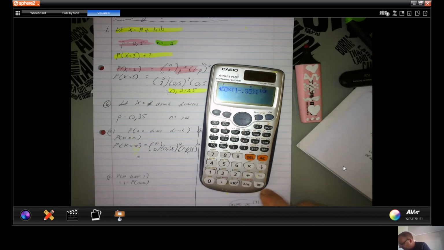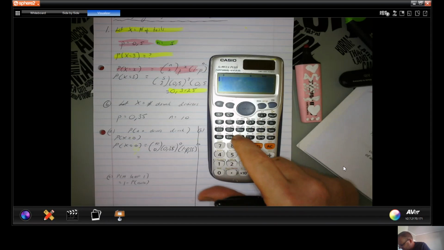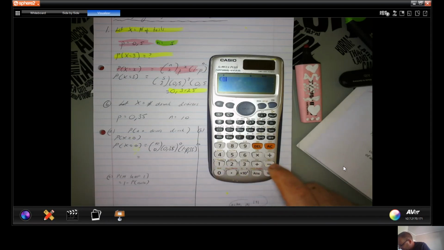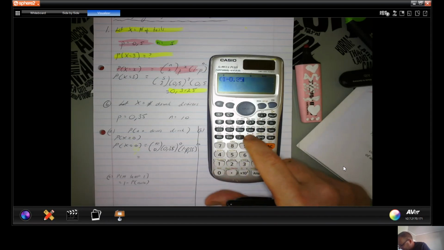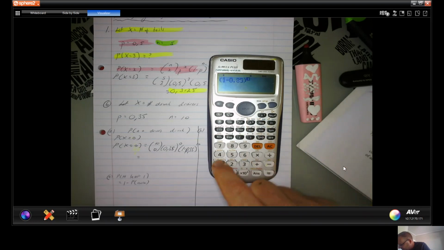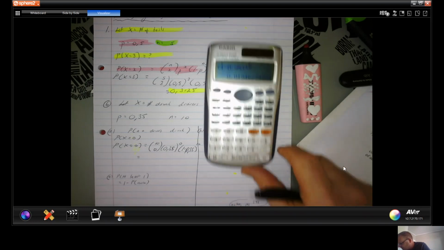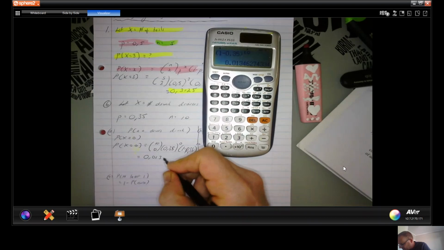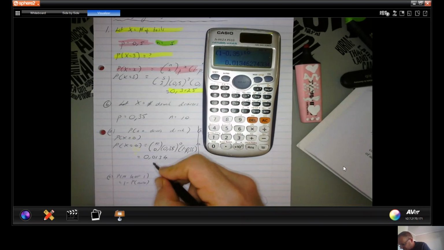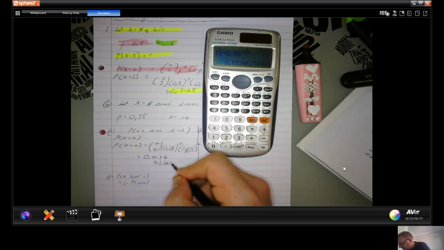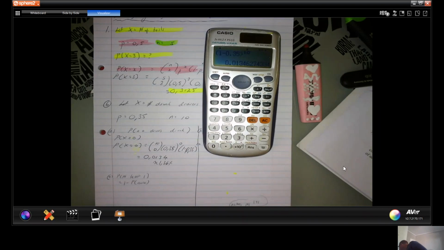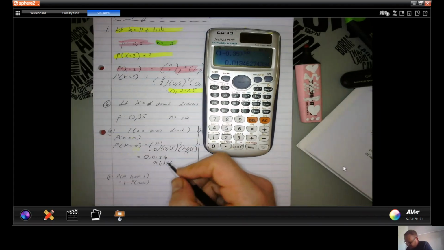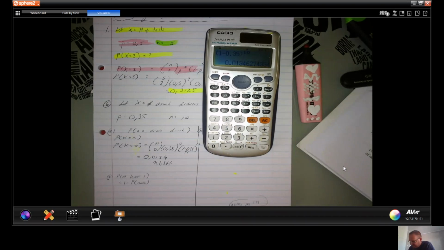and we get an answer of syntax error. Hang on, it's just 1 minus 0.35 to the 10. And you should get 0.0134. So approximately 1.34% chance that none of the drivers are going to be drunk. Okay? Right. So that's your first one over there.